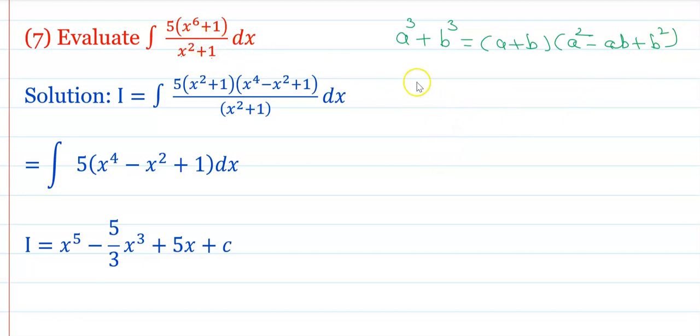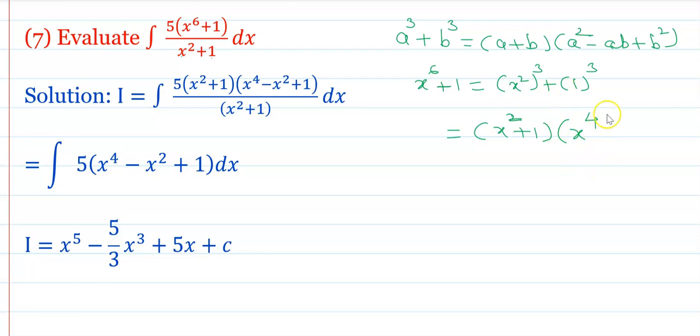What about here? X raised to 6 plus 1 means (x square) bracket raised to 3 plus 1 cube. Now the expansion of this: in the first bracket, a plus b, that is x square plus 1. In the second bracket, first term square, that is x square squared, x raised to 4. Next, a into b, first term into second term, minus x square. Next, 1 square, plus 1. Therefore x square plus 1 in the first bracket, and x raised to 4 minus x square plus 1 in the second. Again, x square plus 1 gets cancelled, and you are getting the integral of (x raised to 4 minus x square plus 1). Keep this bracket as it is.